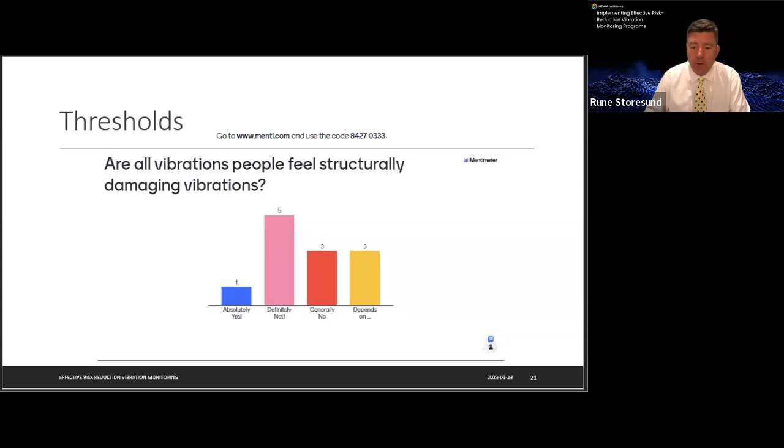So I think folks are getting ahead of me here, but that is great. So we have another interactive poll question. So are all vibrations people feel structurally damaging vibrations? So if you log into menti.com, again, it should be the same code. I'll give this a few minutes for people to vote. And I'm going to take a slug of water.